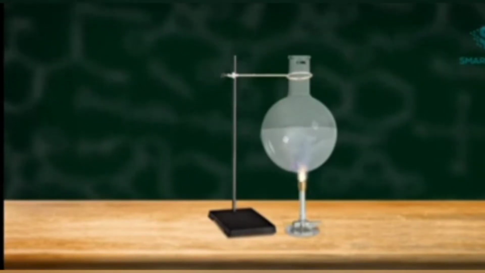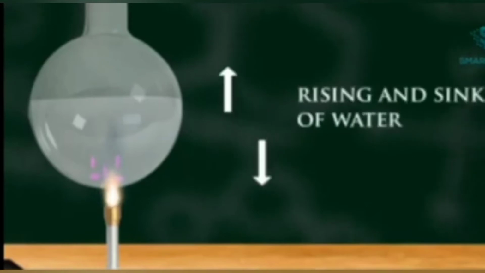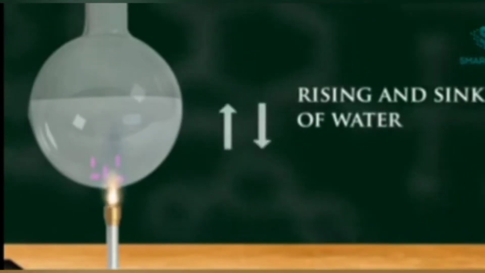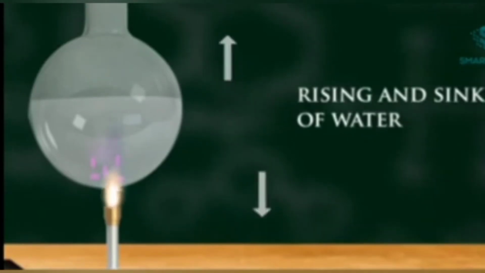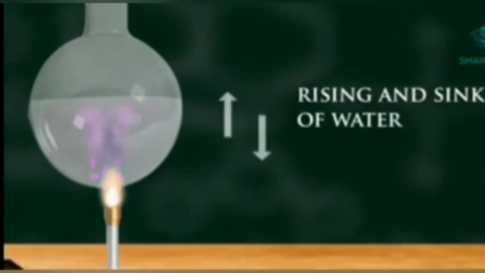Now heat the water by placing a Bunsen burner with a small flame under the flask and observe the crystal. When the water at the bottom of the flask is heated, it expands. The expanded water is less dense than the surrounding water and therefore starts to rise. The cooler region of the water in the upper part of the flask, being denser, sinks.